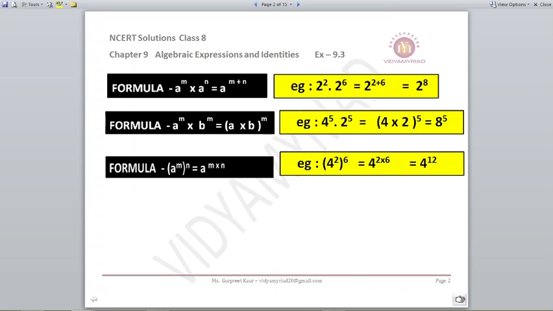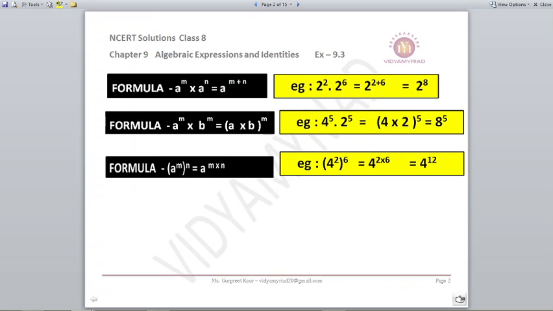Next, a very important thing is when you have a raised to power m, in bracket, raised to power n. It means the powers will multiply. So 4 raised to power 2, in bracket, raised to power 6, is 4 raised to power 2 multiplied by 6, that is 4 raised to power 12. These formulas are very important for you to understand algebraic expressions, and we will apply them one by one in different questions.